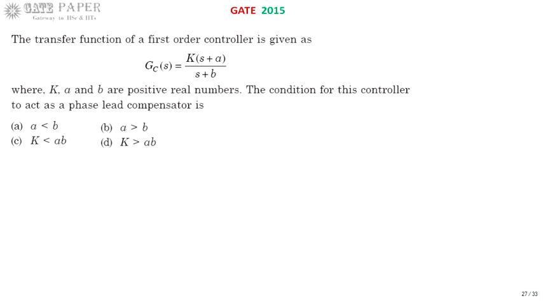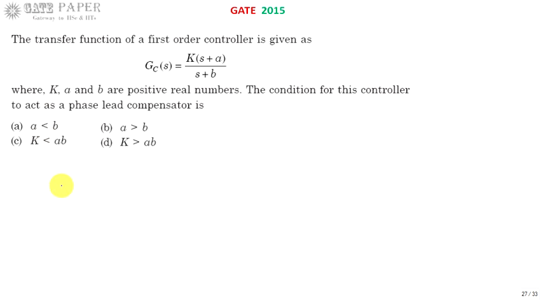Hello, we are discussing the GATE 2015 ECE paper. Look at the transfer function of a first order controller where K, A, B are positive real numbers. What is the condition for this controller to act as a phase lead compensator? If you want to use this controller as a phase lead compensator, what is the relation between A, B and K?